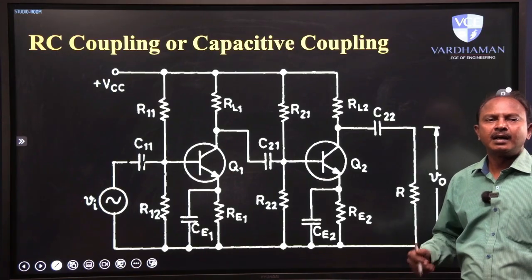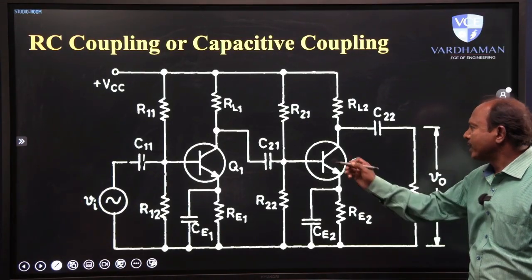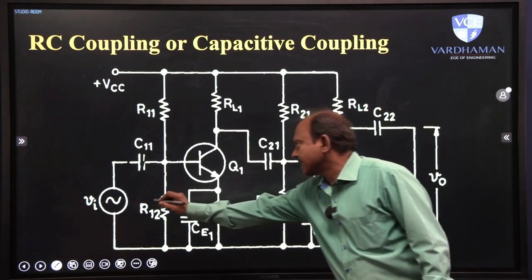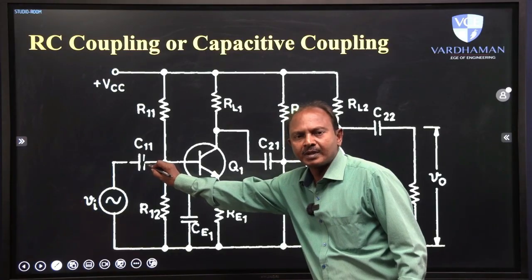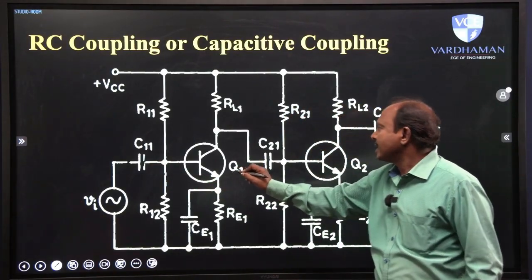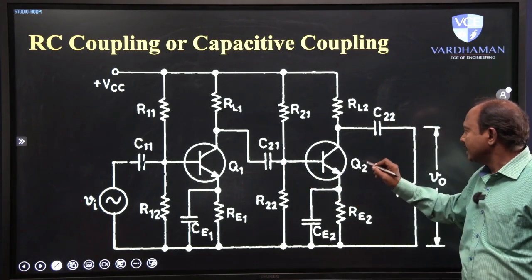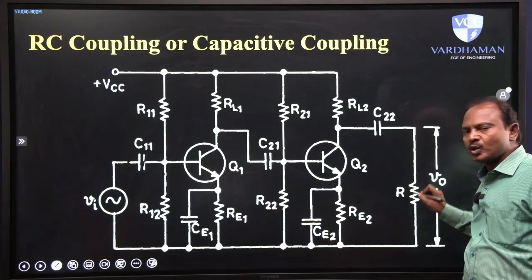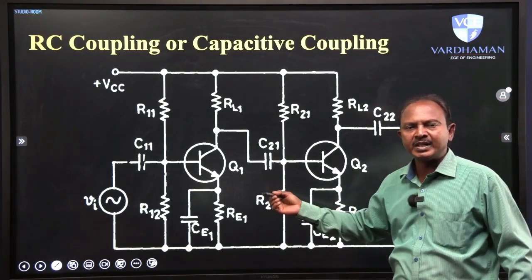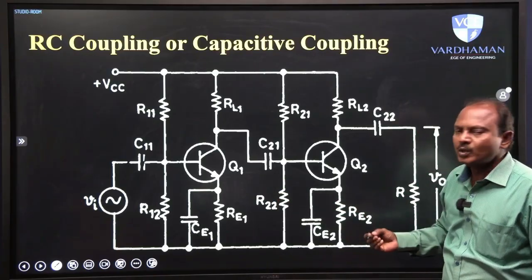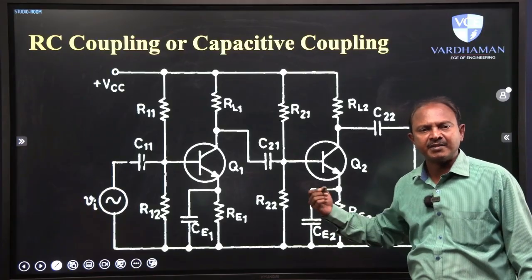The second coupling scheme is RC coupling, or capacitive coupling. If you look at this diagram carefully, the input signal is coupled to the first stage via a capacitor C. The output of the first stage is coupled to the second stage via this capacitor. The output of the second stage is coupled to the load via this capacitor. So altogether, this is a capacitive coupling scheme. You can easily notice that.